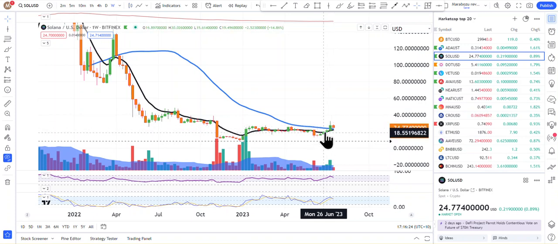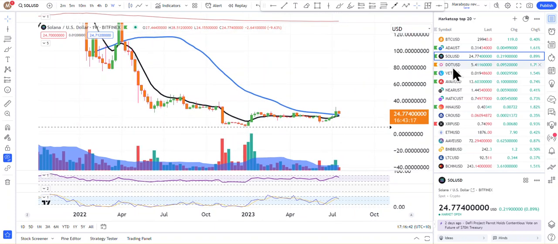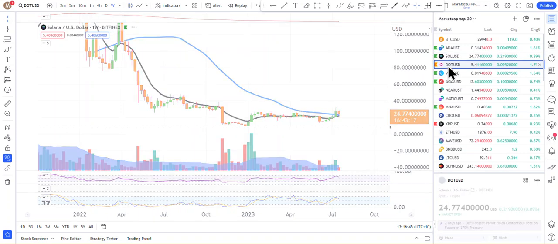So usually this almost calls for exuberance, especially if we have just one small candle pullback and then we take off again. That's too much power at the one go. I mean, it can work, but the chance of failure is a lot stronger than it actually working. So, okay, moving on. Let's have a look at DOT.